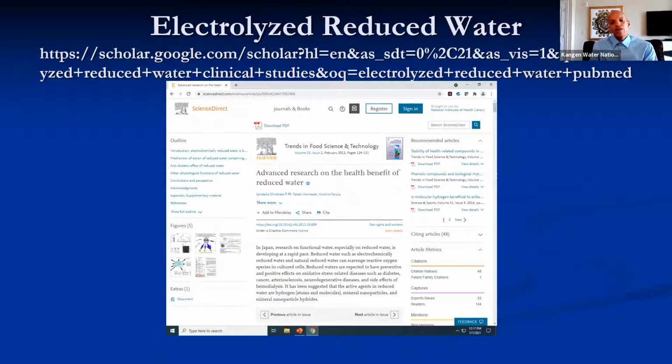Now, just because something has gone through a clinical trial, has evidence of its effectiveness, doesn't necessarily mean that it ends up in your doctor's office. There's a different process that goes on with that, particularly around the world in our country, where pharmaceuticals are dominant in the use of health treatments. But there are more answers out there, and you can consider looking up the research on your own, and we do give you the references. Here's a publication known as Science Direct, talks about advanced research on the health benefit of reduced water, talking about, once again, electrolyzed reduced water.